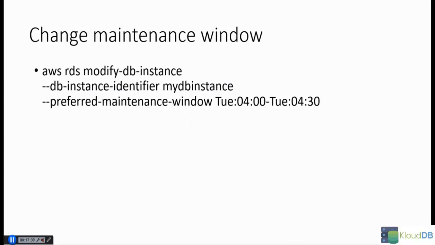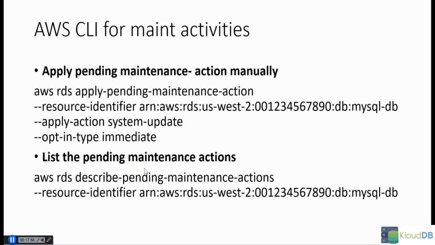So how do you change a maintenance window? You can use the AWS CLI command: aws rds modify-db-instance, with the DB instance identifier and preferred maintenance window. I want Tuesday 4 a.m. to 4:30. You can change this, or you can also change it via the console.